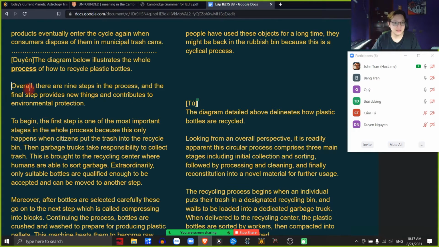Because we are at the second paragraph, the new paragraph, so we can repeat the word process here to make things clear. Okay? There are 9 steps in the process.